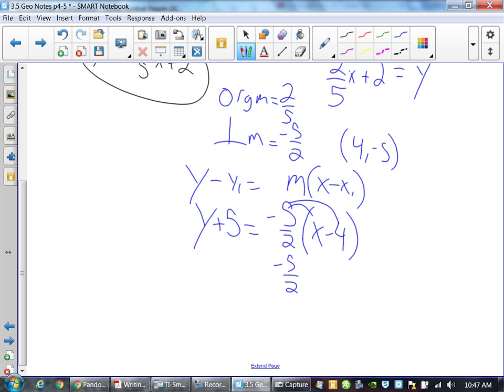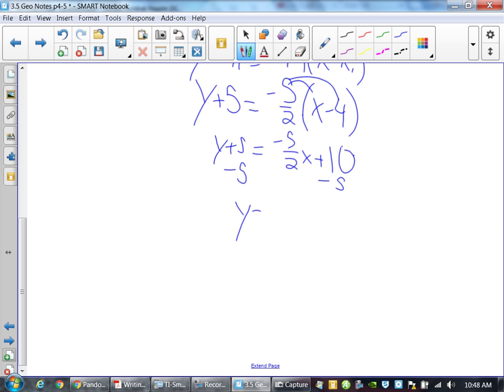-5 halves x plus, well, what's -5 times -4? +20. What's 20 divided by 2? 10. And then what do you do to move the 10? And you're done. Okay? There are times it takes a little bit longer than others, but for the most part, everything's pretty darn straightforward.